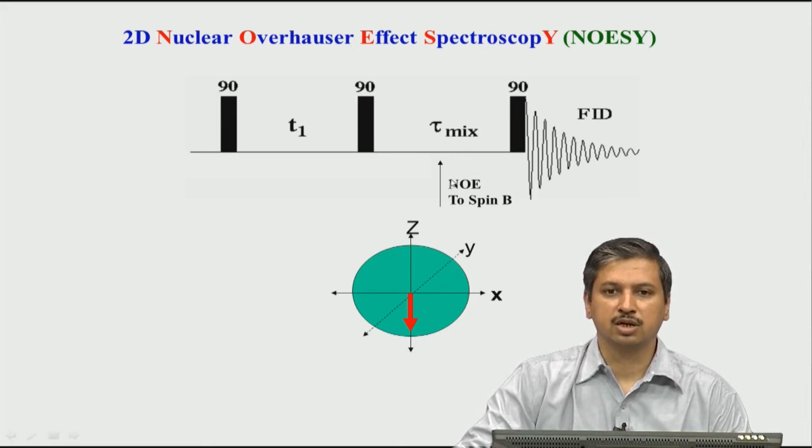Now, this transfer depends on a variety of factors. Number one factor is of course the distance between the two atoms. If spin A and spin B are not very close, they are far away, then spin A cannot transfer its polarization to spin B. And the second factor which matters is the mixing time. If you take a very short mixing time, that means you do not allow the two spins to interact for sufficiently long time, then you do not expect the spins to be transferring polarization to each other. So, you have to give some sufficient delay, but too much delay also is not a good idea because of several factors which we will see later.